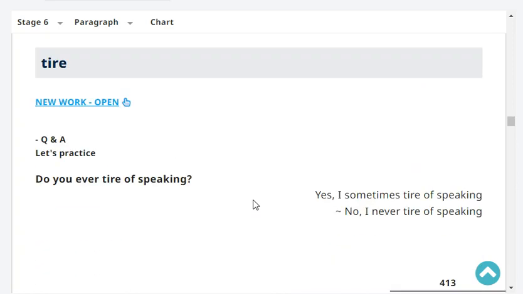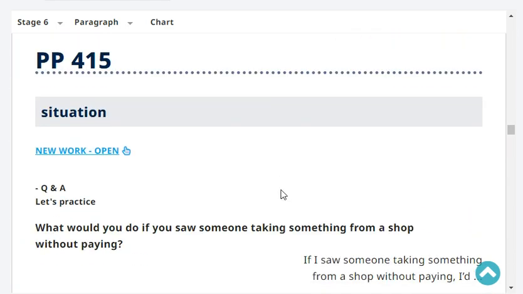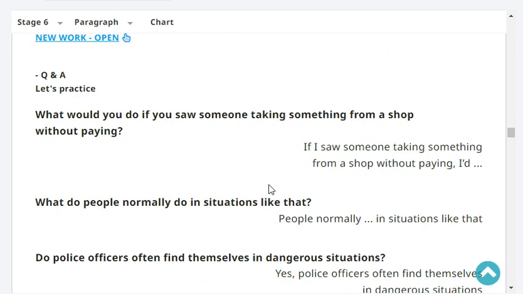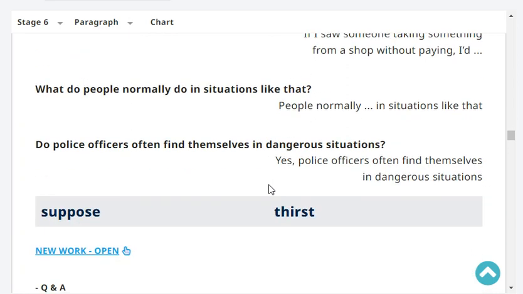Do you ever tire of speaking? Yes or no? Yes, I sometimes tire of speaking. Very good. What would you do if you saw someone taking something from a shop without paying? If I saw someone taking something from a shop without paying, I'd tell the shop manager. Very good. What do people normally do in situations like that? People normally do nothing in situations like that.